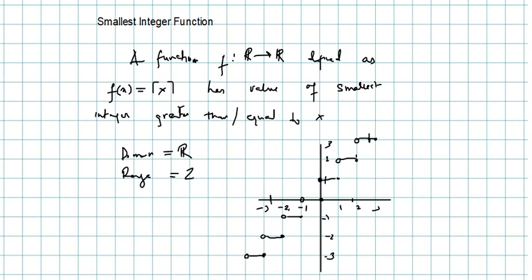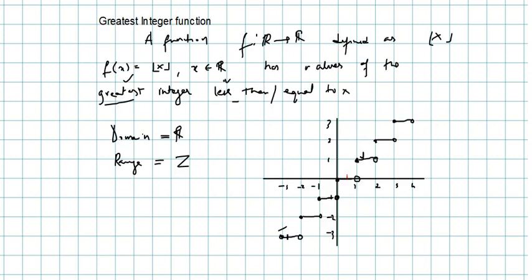And if you can plot the graph, for the smallest integer function all the holes will be on the left side and all the dots will be on the right side, and for the greatest integer function, all the dots will be on the left side and all the holes will be on the right side. Okay, thank you.